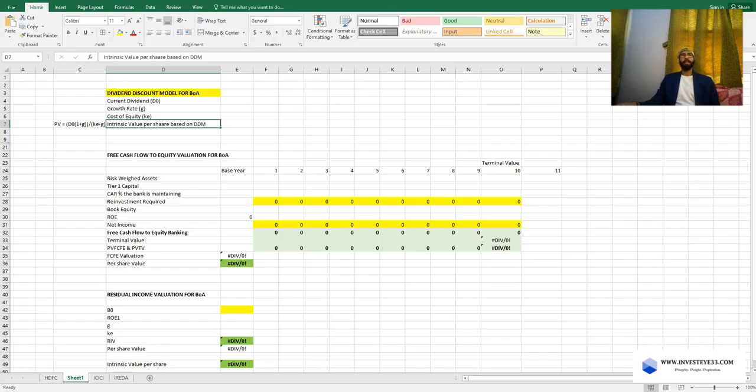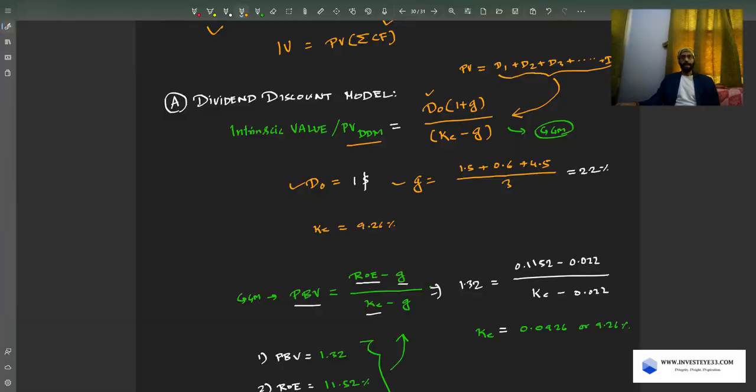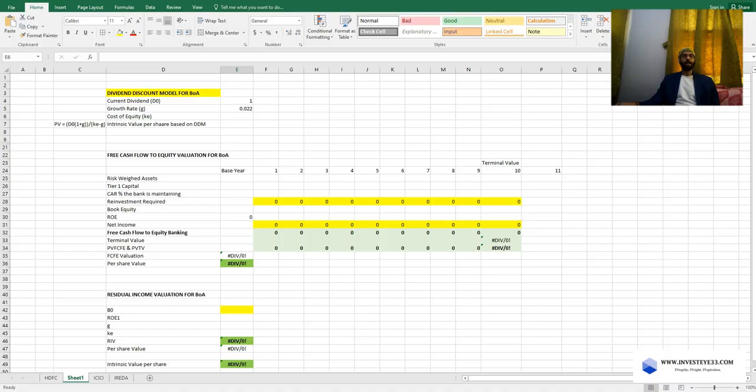So let's get on with the calculations. The current dividend is $1. The growth rate is 2.2%, so 0.022. The cost of equity is 9.26%. Let me confirm it once again. The cost of equity, yes, it is 9.26%. So let me write that down. 0.0926.